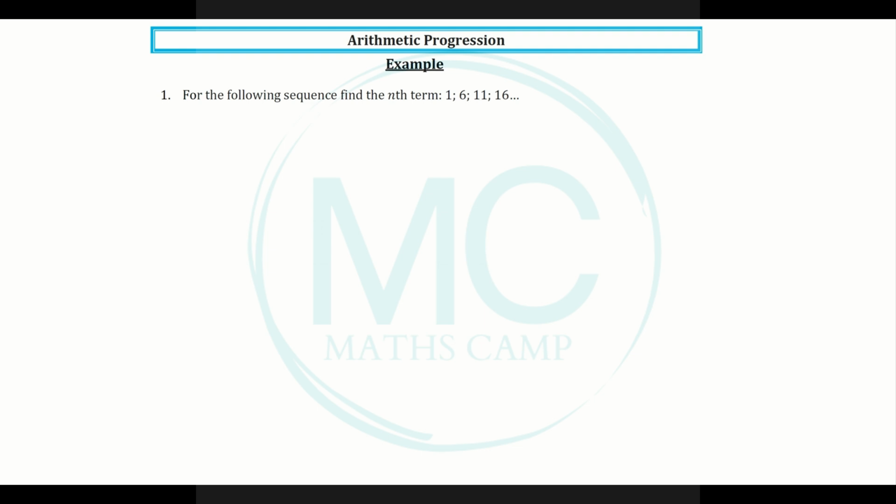For the following sequence, find the nth term. To find the nth term, we need to use the formula Tn is equal to a plus the bracket n minus 1 multiplied by the constant difference of d. A is our first term, and in this case we can see that a is 1.